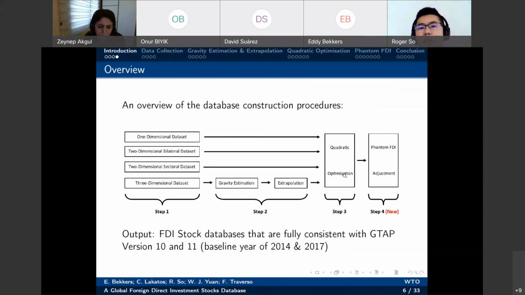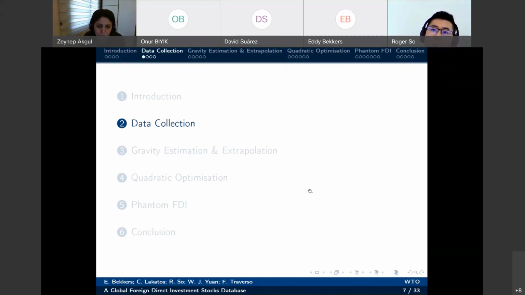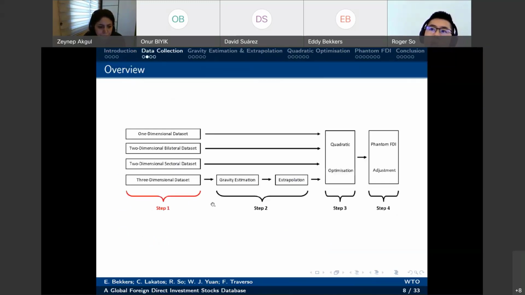And our goal is to produce an FDI stock database that is fully consistent with GTAP version 10 and version 11, with the baseline years of 2014 and 2017. So beginning with step 1, we're constructing 4 different data sets.